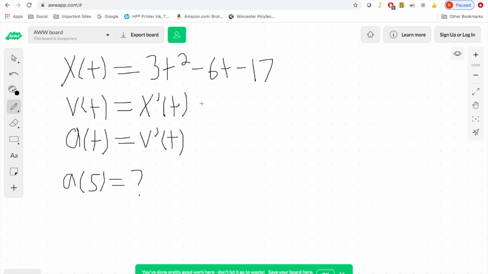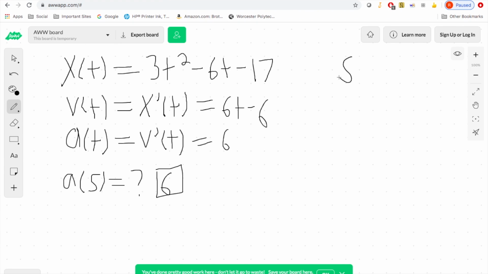So we have our position function. Next, let's find our velocity function, or the derivative of position. That's going to be 6t minus 6. The 17 is obviously a constant. The derivative of 6t is going to be 6. And the derivative of that, to give us acceleration, is actually just going to be 6. So maybe this is not the best example here, but the acceleration at all times t is going to be 6. So our answer to a of 5, we don't even need the 5 to answer this question, is 6.